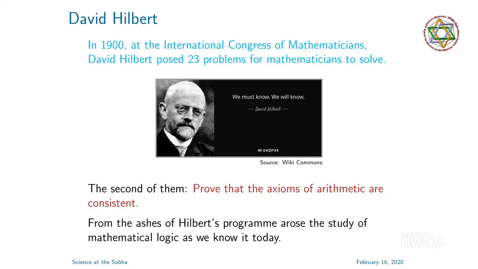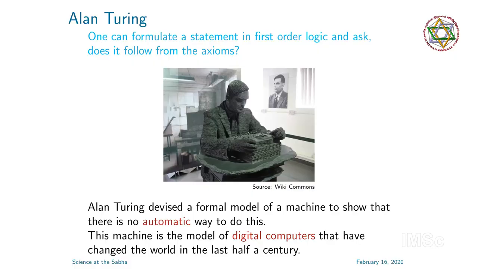Hilbert proposed this program, and then it became very clear by 1931 that at least the consistency of arithmetic could not be proved in arithmetic itself. This was shown by Kurt Gödel. Then Gentzen came and showed that with a stronger system you can in fact prove consistency, but that takes you to some kind of set theory. Overall, Hilbert's program died a miserable death with Gödel. But from the ashes of Hilbert's program arose the study of mathematical logic as we know it today. Reasoning about these things, building models, consistency, inconsistency, we know a lot more about it.